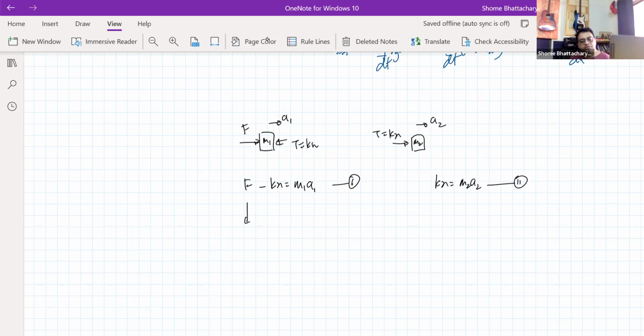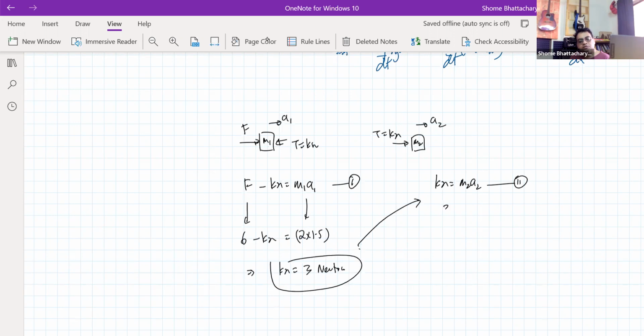So here F is given to me, it was 6 Newton, Kx was unknown, and this acceleration was given to me. So from this I know that Kx is how much? 6 minus 3, or 3 Newtons. So I'll substitute that here. So I'll see that 3 is equal to 1 into A2. So I'll get A2 is equal to 3 meters per second square.